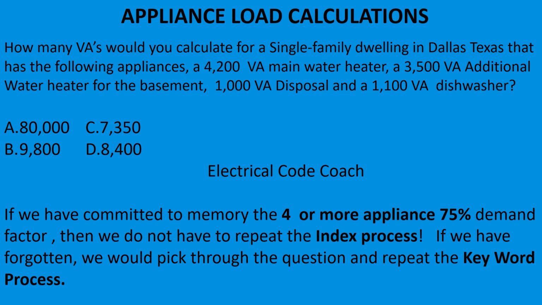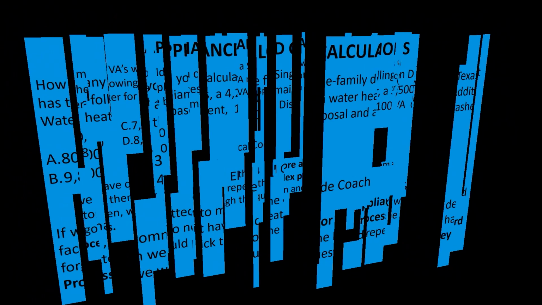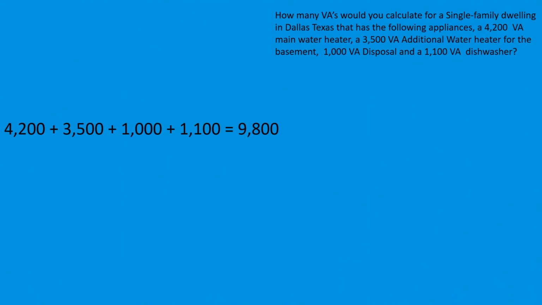So if we've committed to memory the 4 or more appliance rule, then we do not have to work through the index and keyword process again. But if you ever forget, you would just pick apart the question and repeat the keyword and index process. And you can use that for anything in the code book. Okay, so first thing that we have to do is work out the original math. So we take our 4200, our 3500, our 1000, and our 1100, and we total them all together.